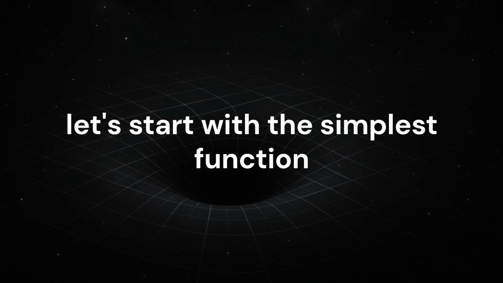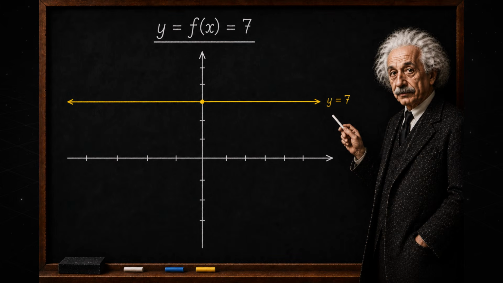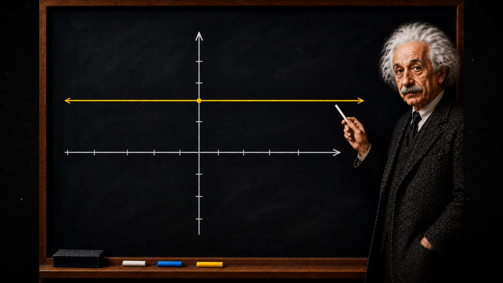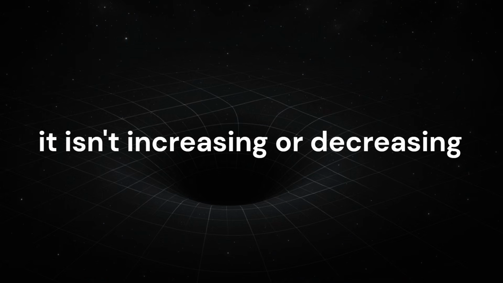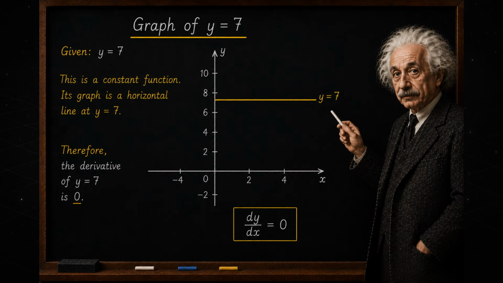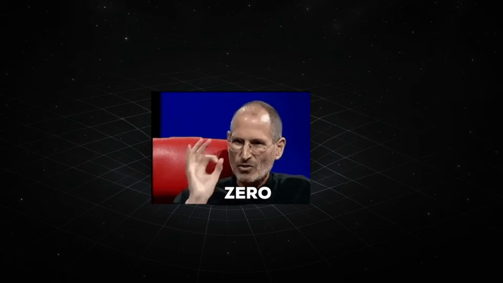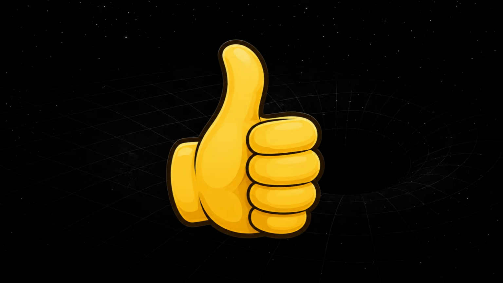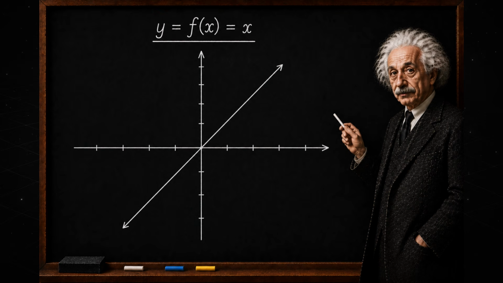Let's start with the simplest function imaginable, a constant. Suppose f of x is equal to 7. No matter where you look, the graph is perfectly flat. It isn't increasing and it's not decreasing. The slope is 0 everywhere because it's perfectly flat. So the derivative is simply 0. Now that's pretty easy.